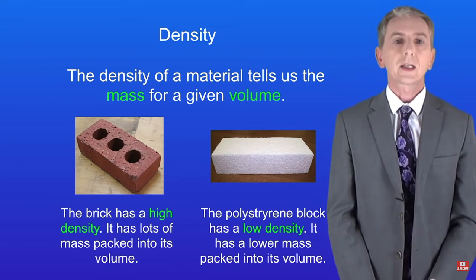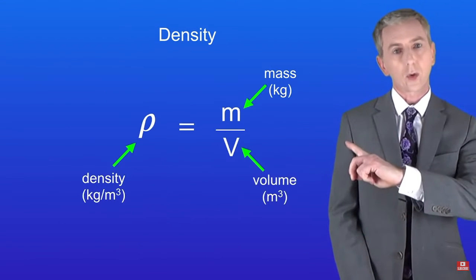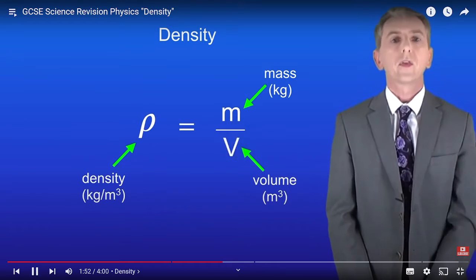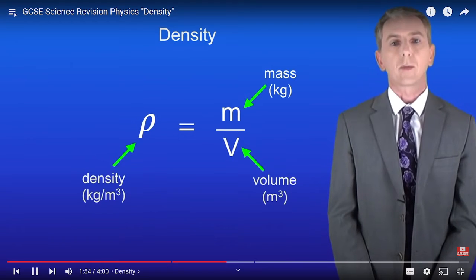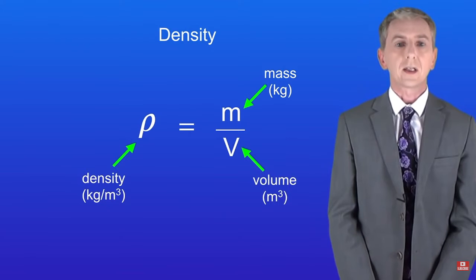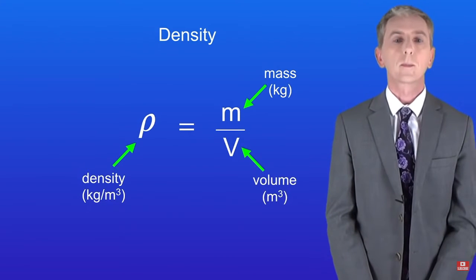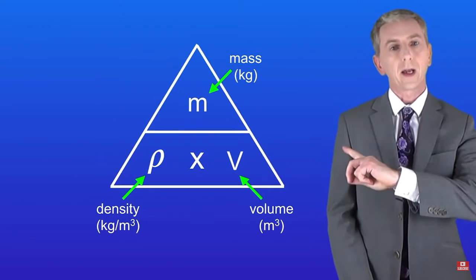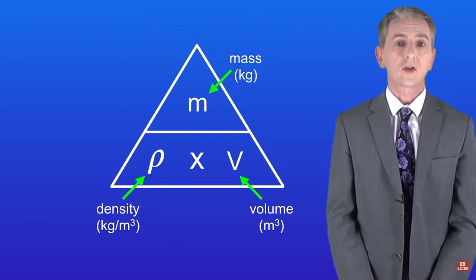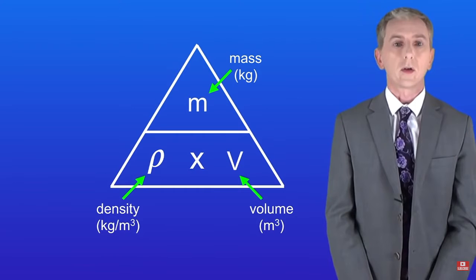We can calculate density using this equation. It's mass divided by volume. It equals the density, equals the mass in kilograms divided by the volume in meters cubed. The unit of density is kilograms per meter cubed. And here's a triangle if you prefer to use these. Now, you're not given this equation in the exam, so it's important that you learn it.